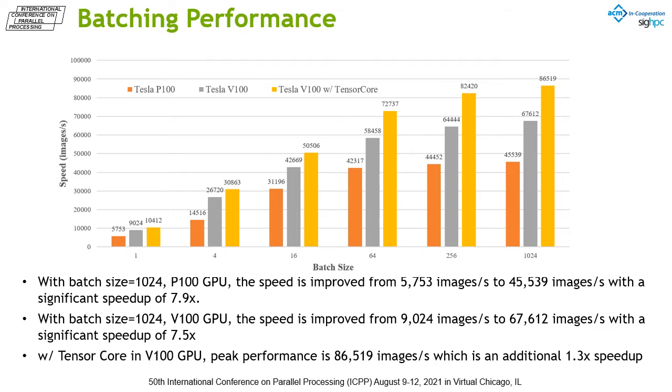We can see that if we use a batch size of 1024 and use the tensor core in the V100 GPU, the speed is about 86,000 images per second, with an improvement of 8.2 times compared to without batching, and 29.5 times faster than the OpenCV baseline. This is a huge improvement.